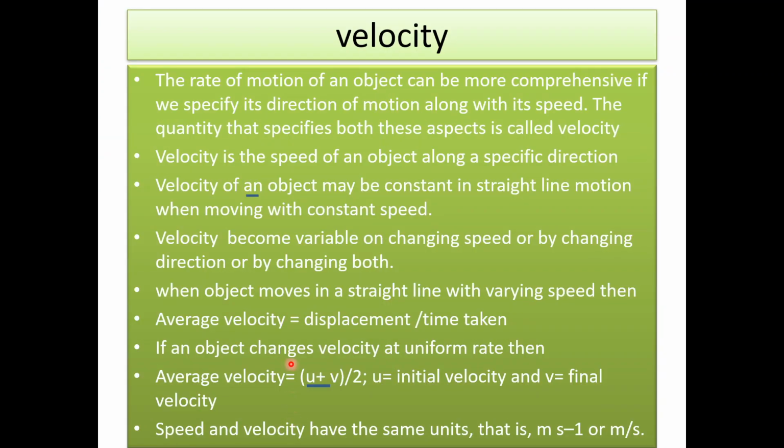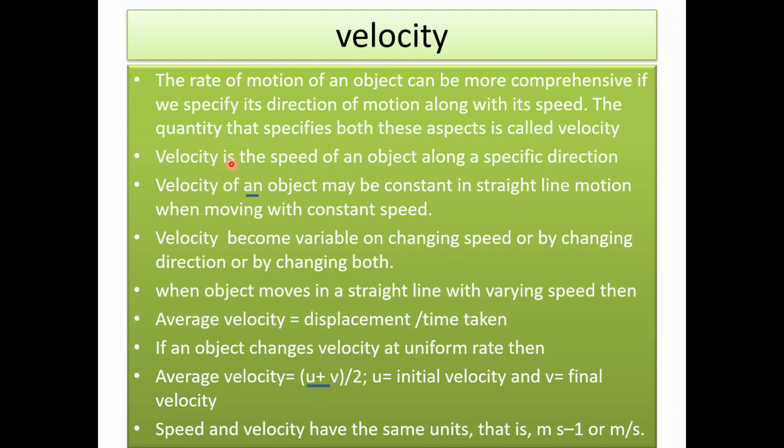Next is another quantity which is more comprehensive, more accurate to express the rate of motion, that is velocity. The rate of motion can be more comprehensive if we specify its direction. The car is moving on the road towards north along with its speed, with a speed of 100 km per hour. So that is, we are talking of velocity. What is velocity? It specifies both magnitude as well as direction. So velocity is a vector quantity.